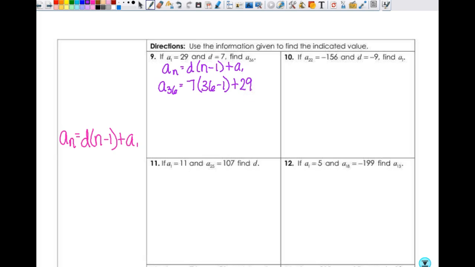Nobody's asking me for an equation. They're asking me for just a value, right? And so then I can just work that out. You can put it all in the calculator exactly like it looks, and as long as you put it in there correctly, it'll give you the right answer. Or you can work it out without that. It's fine too.